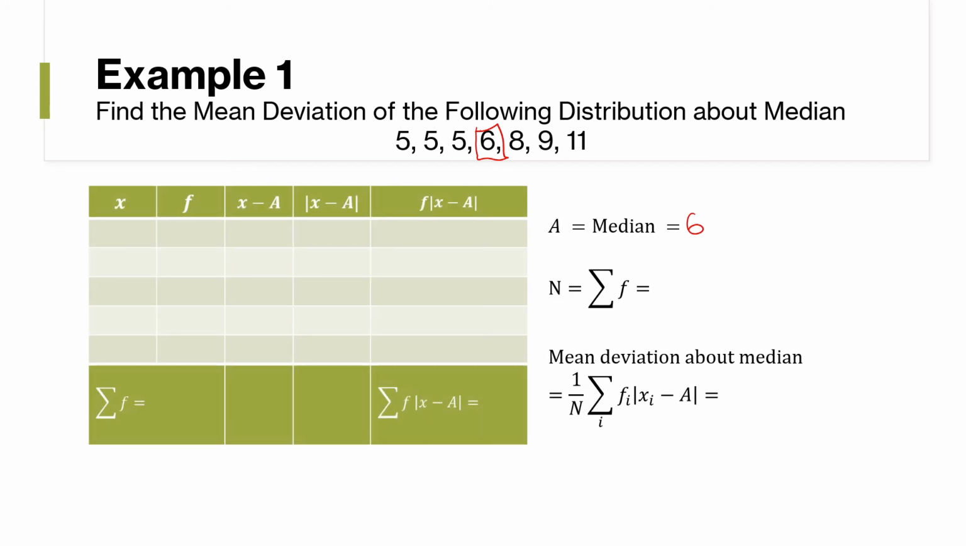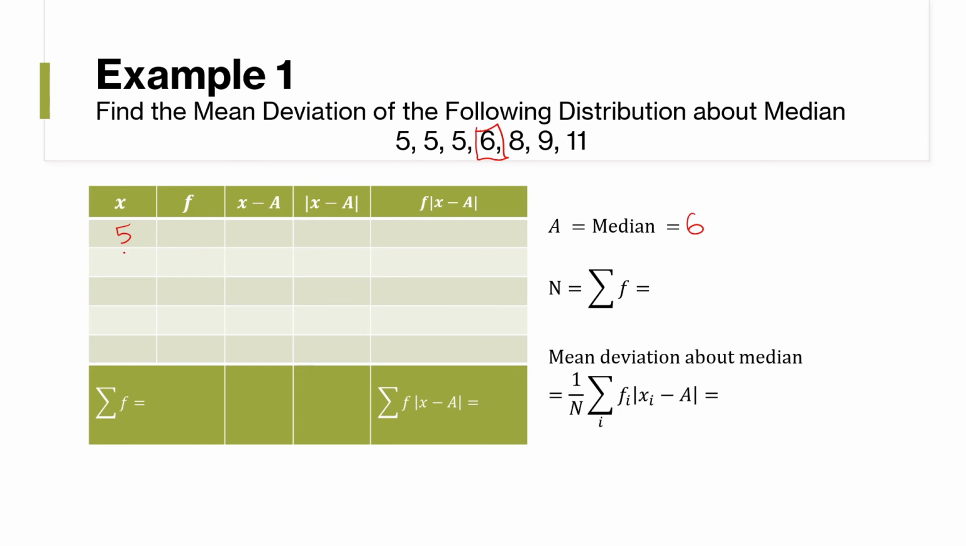So the first column we have x, second column you have frequency, third column we have x minus the median, fourth column you have absolute value of x minus median, fifth column frequency into absolute value of x minus median. Let's fill in the data.